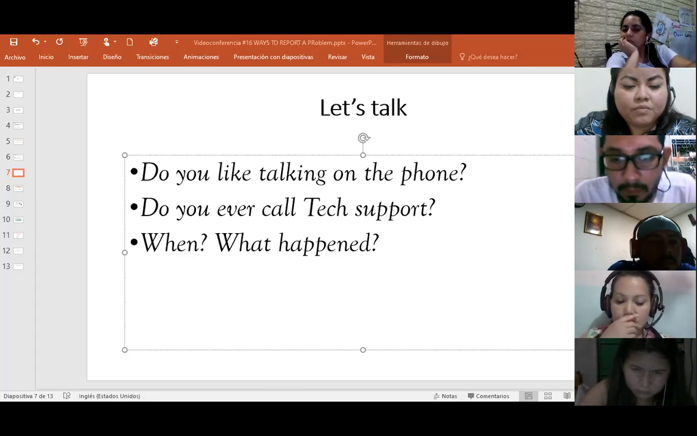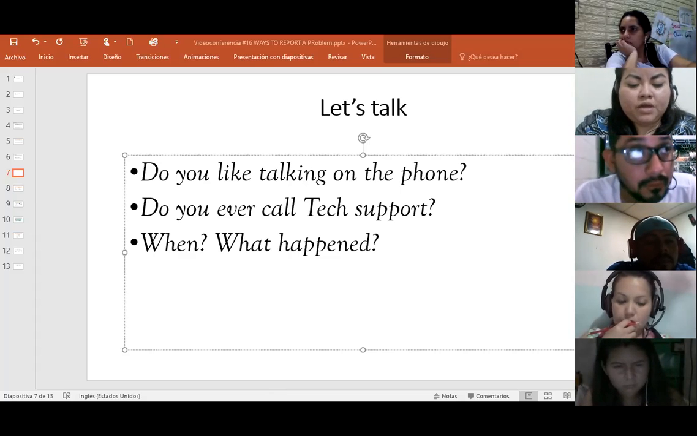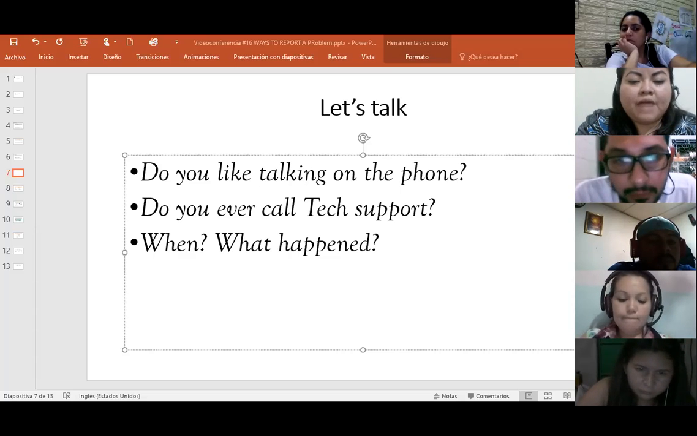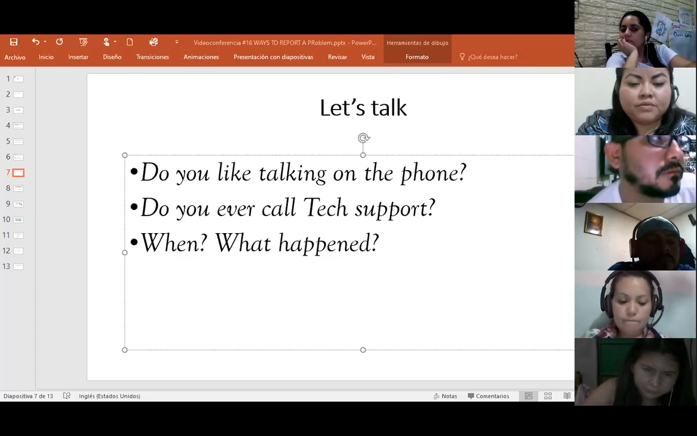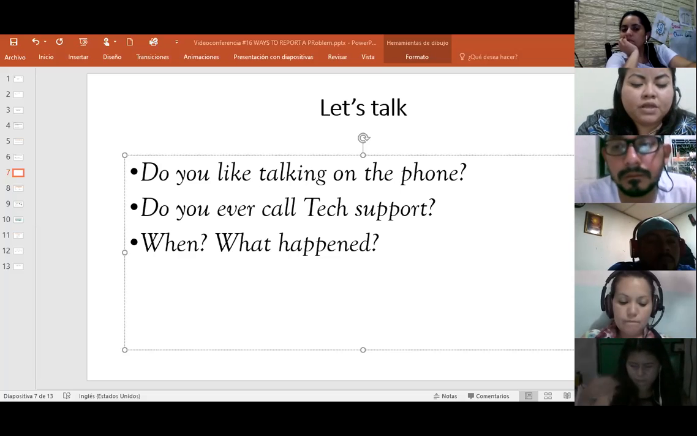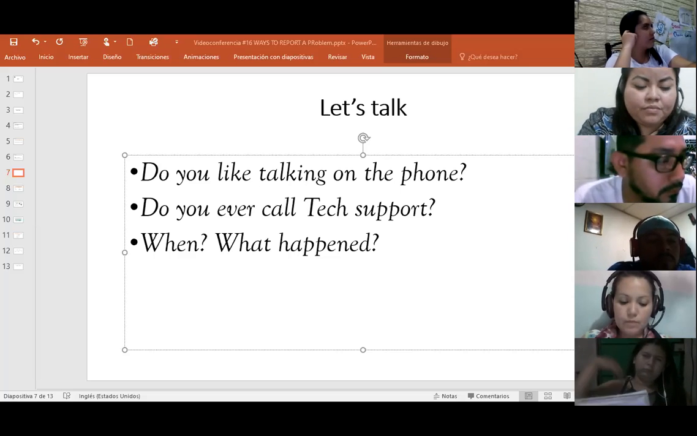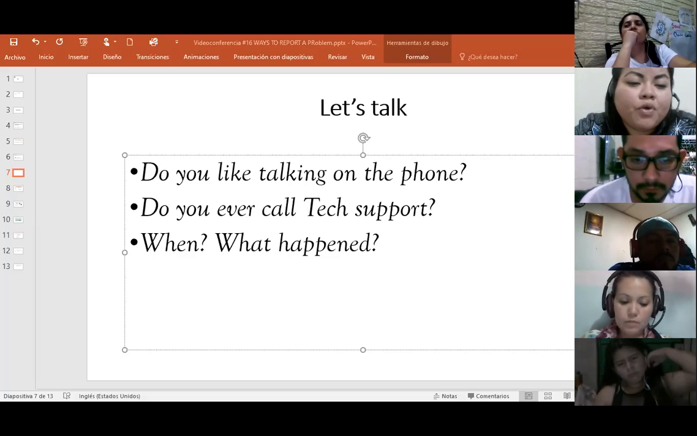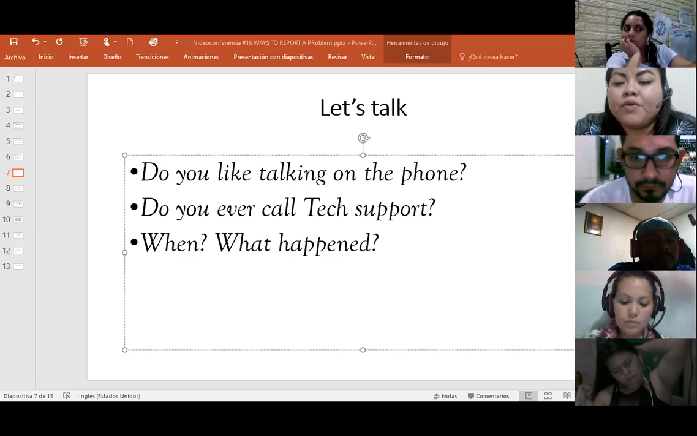Siempre clave, teacher, into the computer. Okay, to enter the password, clave es password, Sandrita. Password. To enter the password in the computer. Very good. What about you, Alexis?